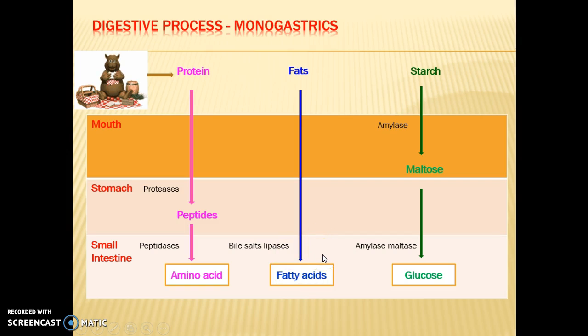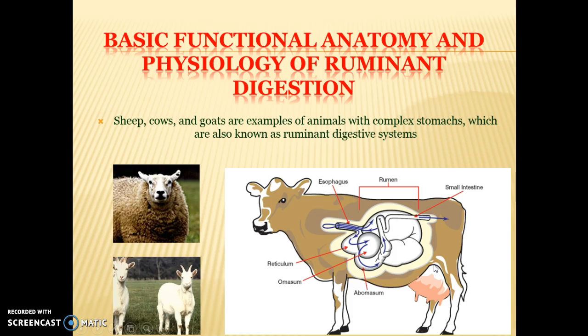Starch digestion starts in the mouth itself, and starch is converted into maltose by the action of amylase enzyme, and further the maltose is converted into glucose, which is the final product, by the action of maltase enzyme, and that glucose is utilized as an energy source for the animal.